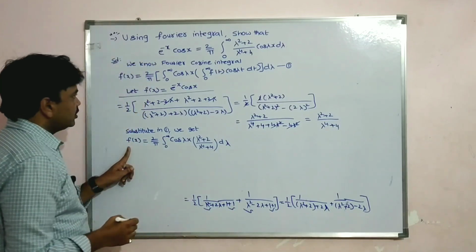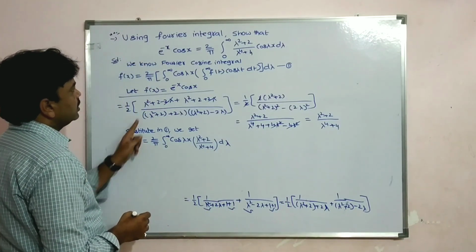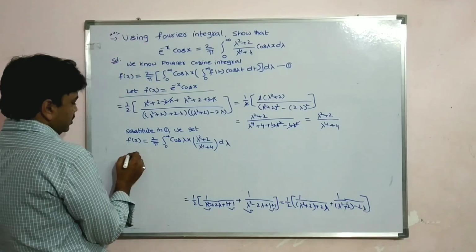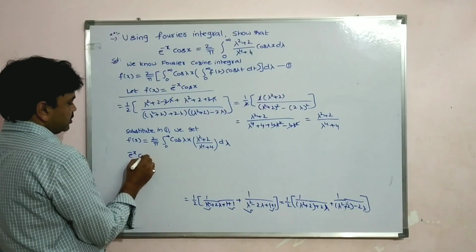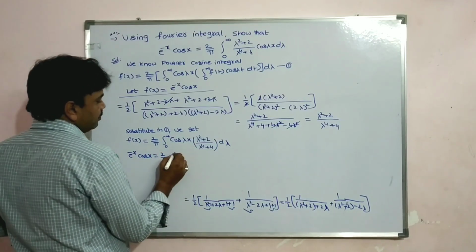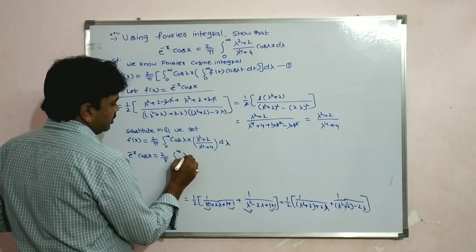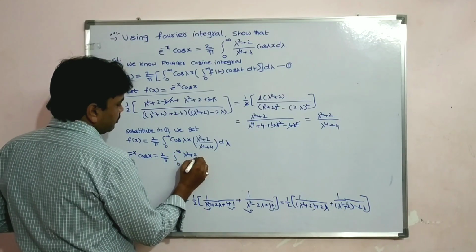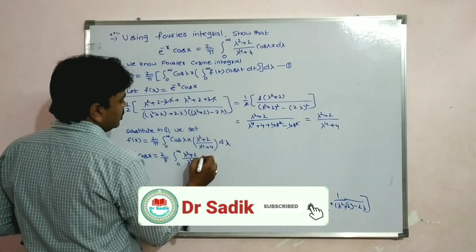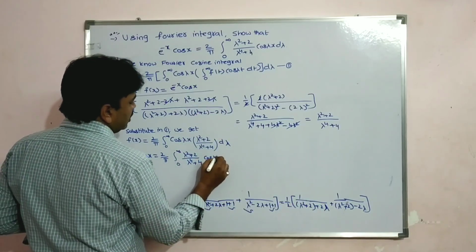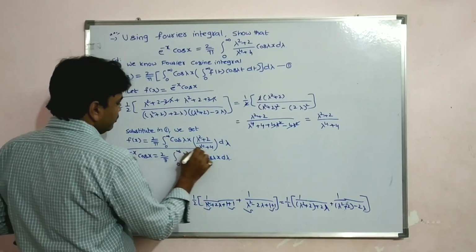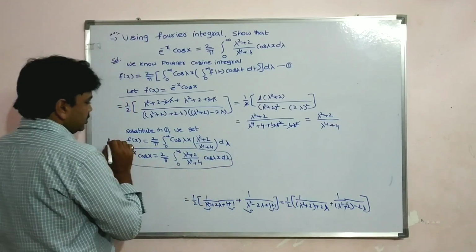Now what is f of x, students? E power minus x cos x. So this can be written as e power minus x cos x equal to 2 by pi integral 0 to infinity lambda square plus 2 by lambda power 4 plus 4 into cos lambda x into d lambda, which is our result.